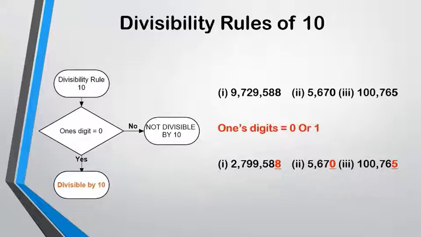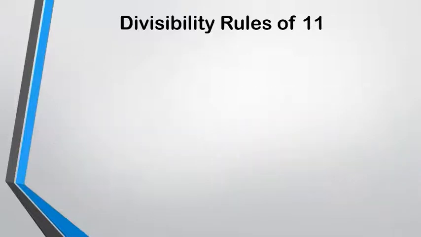The second number's ones digit is 0. So that number is divisible by 10. The ones digit of the third number is 5. So that number is not divisible by 10. We will learn the divisibility rule of 11.